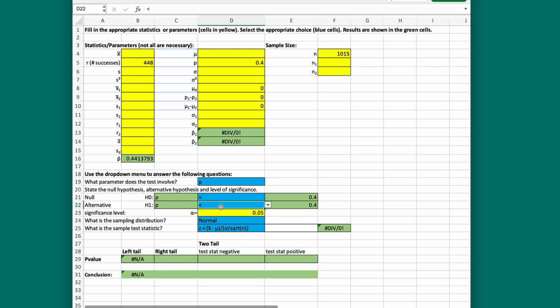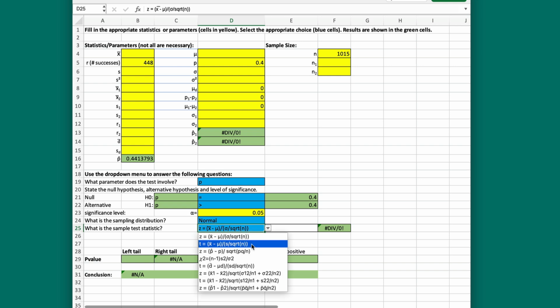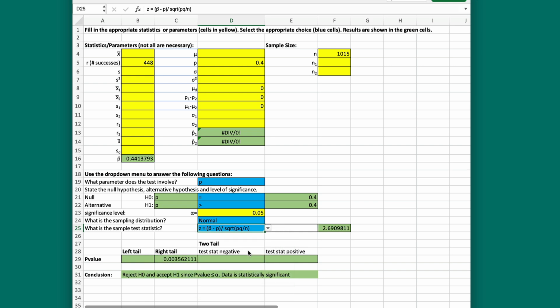So here we need to change this to greater than, and make sure we put our significance level of 0.05. Then, what sampling distribution is it? It is normal, but there are other choices here, so we want normal. What is the sample test statistic? It's not this one here, but the second one down, that looks like this: z equal to p hat minus p. We get a test statistic of 2.69. That's what gets spit out here. The p-value, since it was a right tail test, is 0.0036 to 4 decimal places. The conclusion is to reject the null and accept H1 since the p-value is less than or equal to alpha. In this case, this shows our data is significant. All right, that's it for this video.